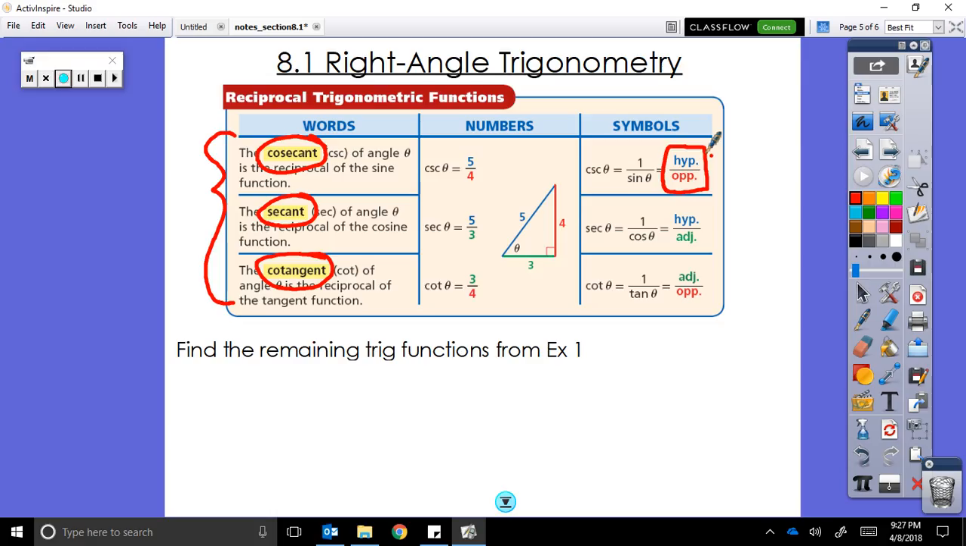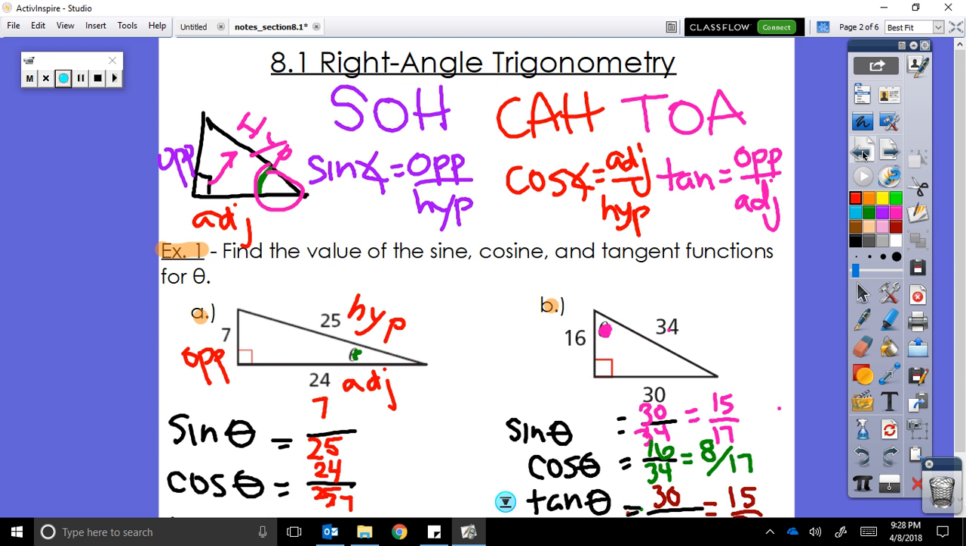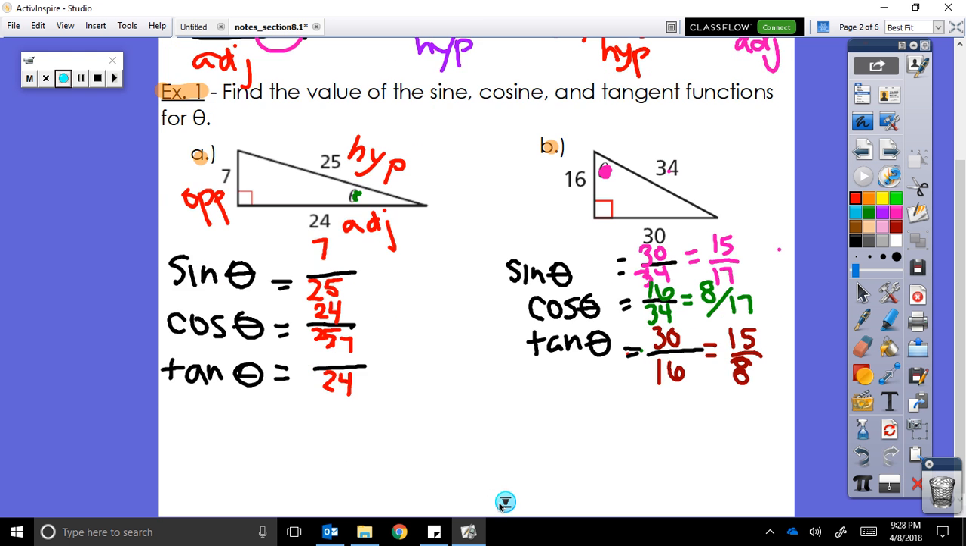And secant is the reciprocal of cosine. I hope you remember that reciprocal just means I turn the fraction over. So instead of it being adjacent over hypotenuse, it's hypotenuse over adjacent. And then the last one, cotangent, is the reciprocal of the tangent. So instead of opposite over adjacent, I have adjacent over opposite. It says find the remaining trig functions from example 1. So let's go back to example 1. That's this one.